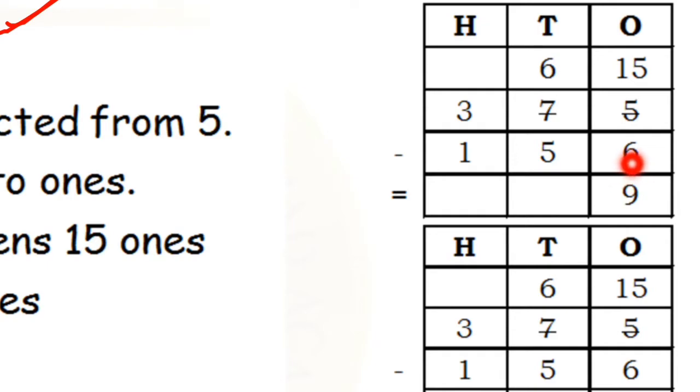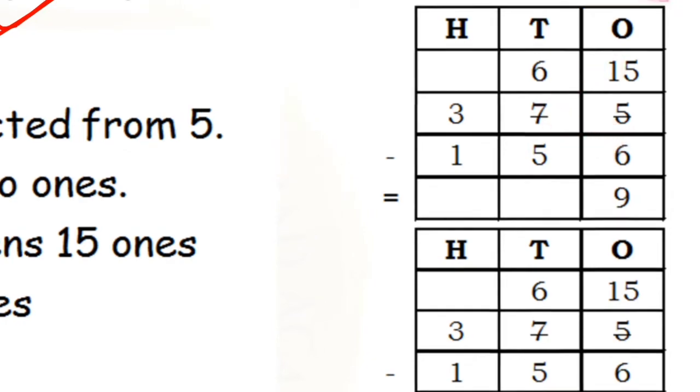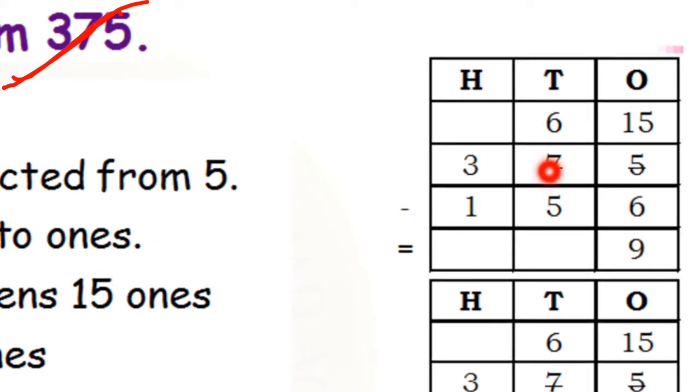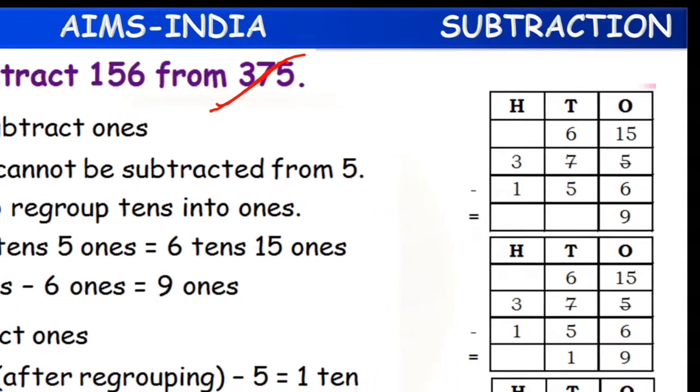Is it possible to subtract 6 from 5? No. So what do we do? We borrow. We borrow from the next place, which is our tens place. So 7 becomes 6 and 5 becomes 15. Now 15 minus 6.